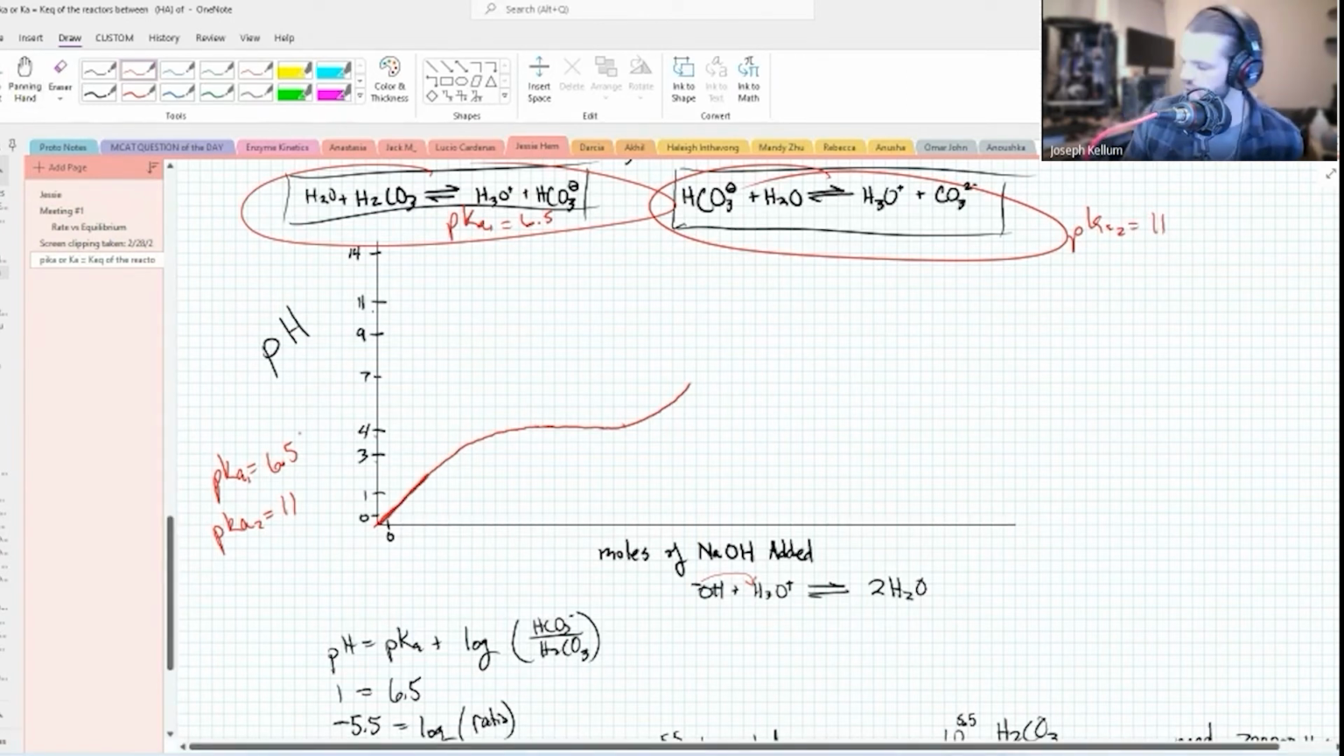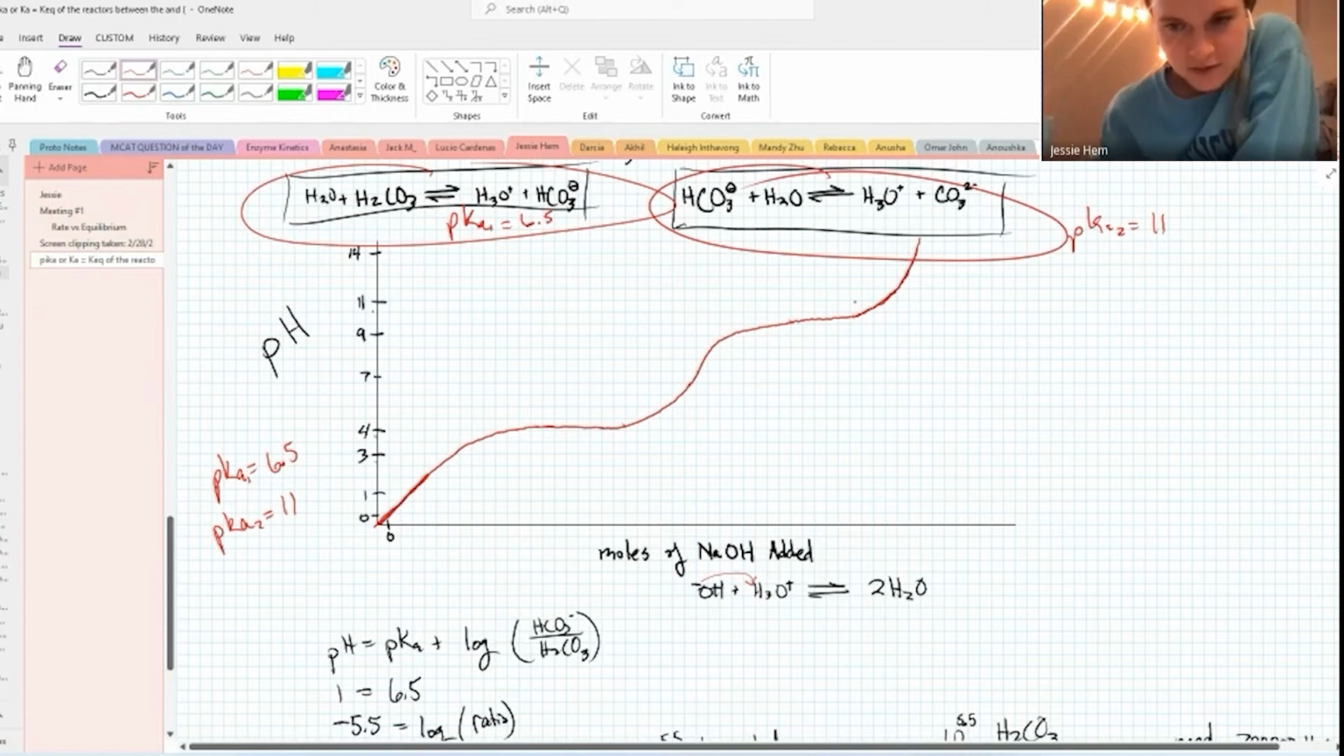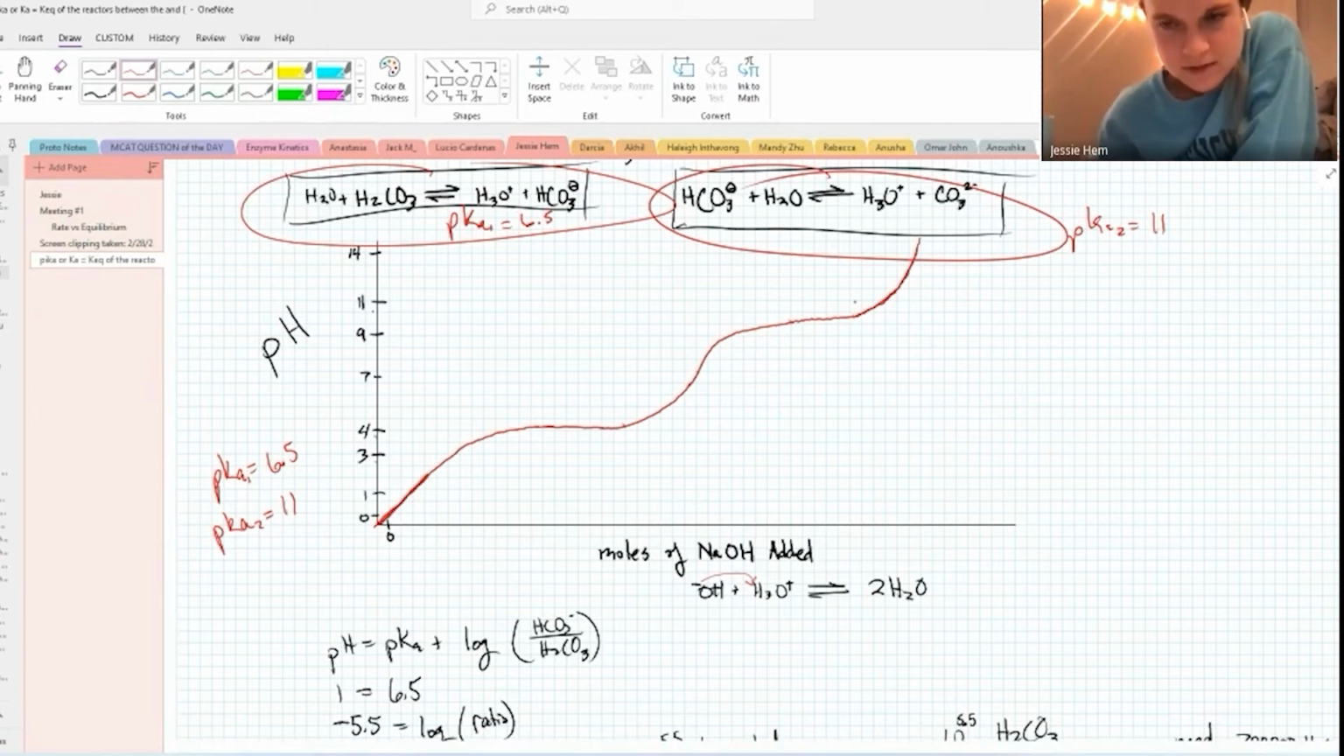In between them, our slope gets pretty steep again because the first one runs out of protons before the second one starts to get dissociated. Then once we start getting close to that 11, the same thing starts to happen again. Our slope flattens out a bit, and then eventually we use up all of it, and the slope goes back to being steep. At that point we just have all base because we've used up both protons on the acid.